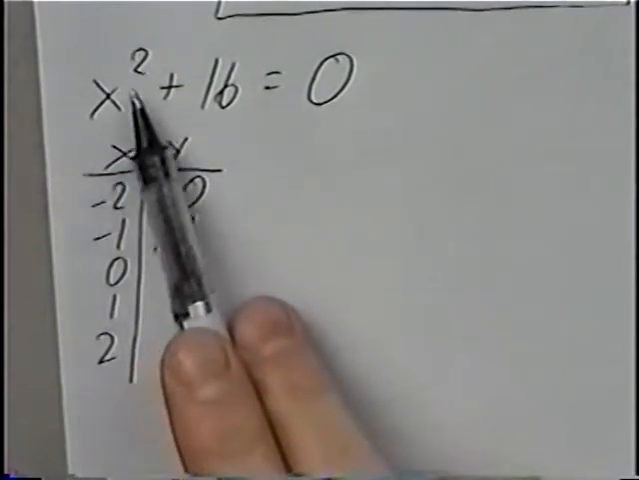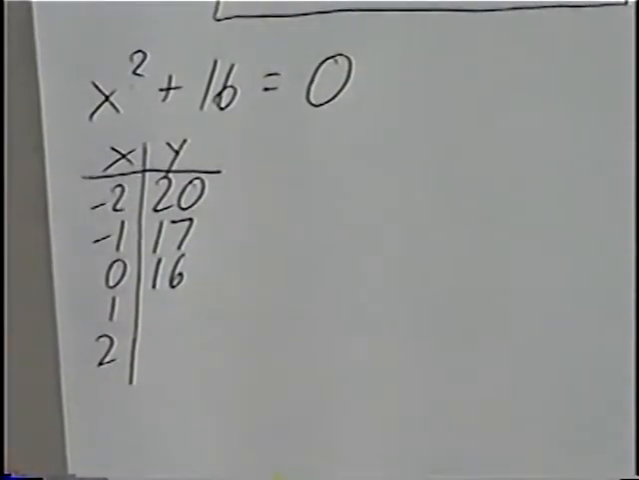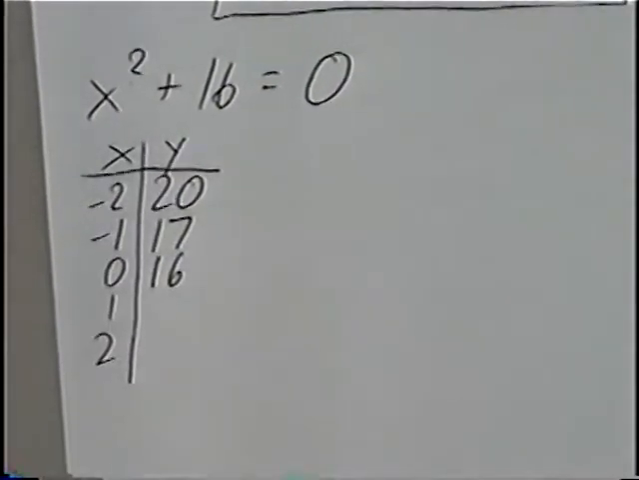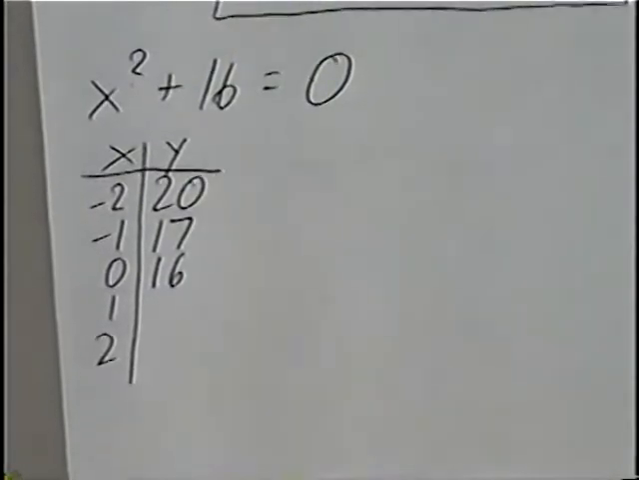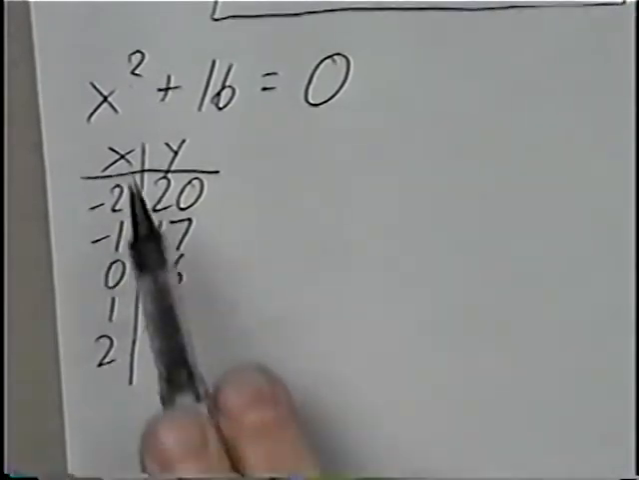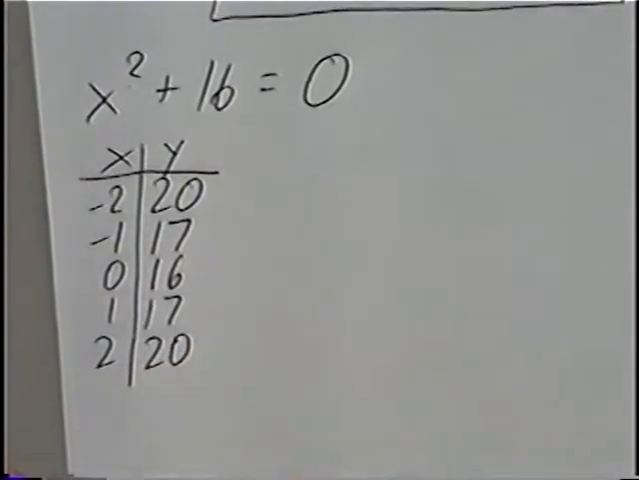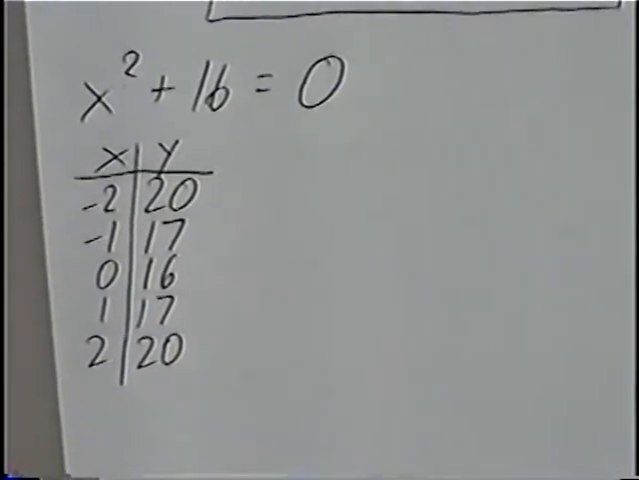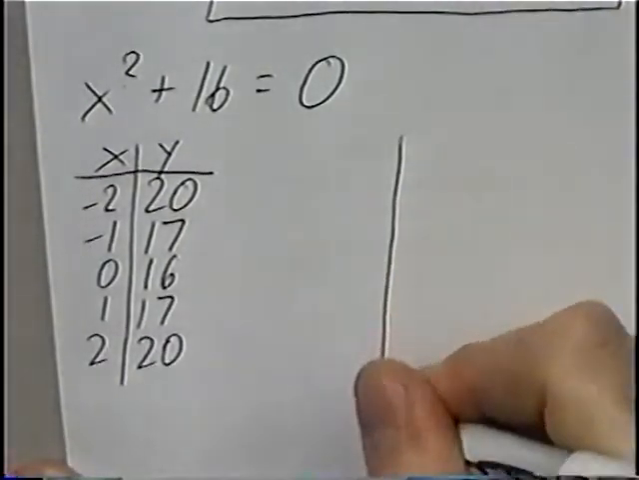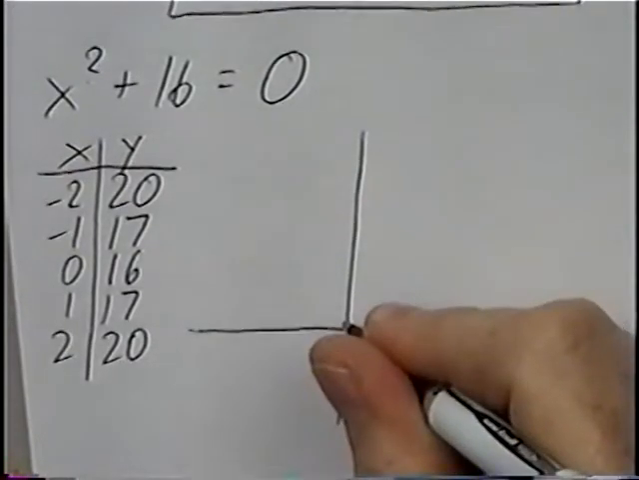Plugging a 0 in, 0 squared would be 0, plus 16 would be 16. Plugging a 1 in, 1 squared would be 1, plus 16 would be 17. And last number we'll try, 2 squared would be 4, 4 plus 16 would be 20. All these numbers again are bigger than 0, so what we can do is graph these points and figure out where the graph would be equal to 0 or across the x-axis. The biggest y value again we have is 20, so we can go up 20 spots.